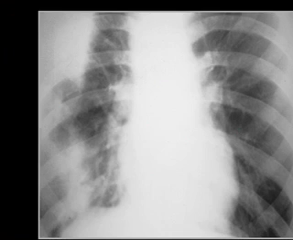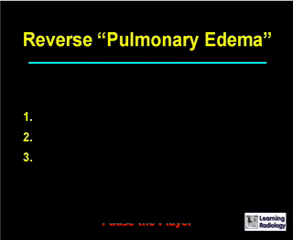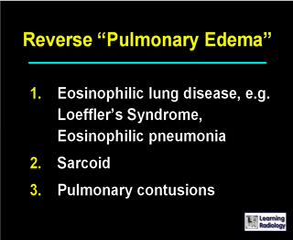Here's the last differential. Pause the player. The differential is reverse pulmonary edema. There are 3 causes. Pause the player. The 3 causes are eosinophilic lung disease, for example, Löffler syndrome or eosinophilic pneumonia, sarcoid, or pulmonary contusions.